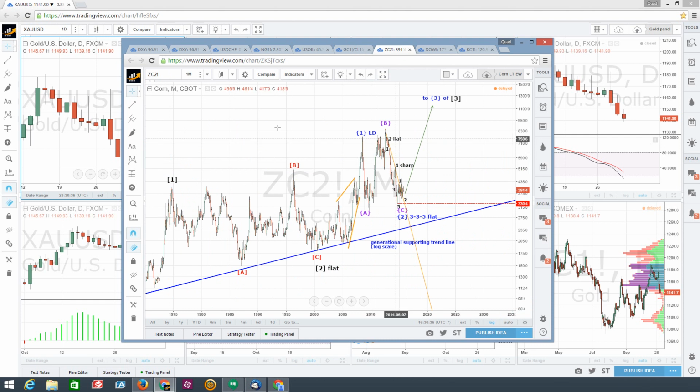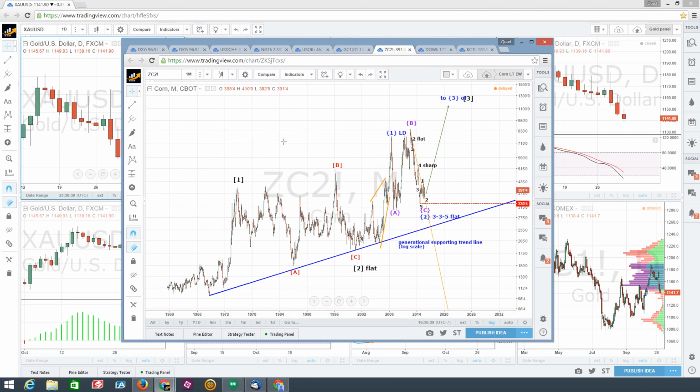Let's take a look at corn. Another major Elliott wave count here. From this particular wave 1 bottom, set all the way back here in 1968, we've got a first shot up, where the price was 102 and came up here to 410. So a multiple advance to the upside for wave 1. And then since that top in 1974, we've got wave A down, wave B, extended B up, wave C down into wave 2 flat that completed in the year 2000.